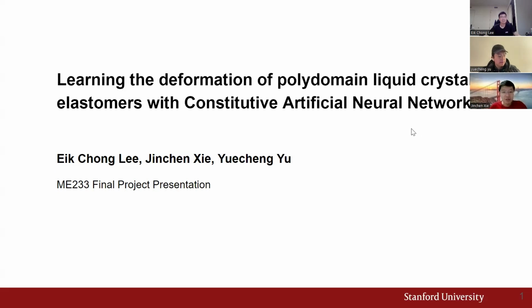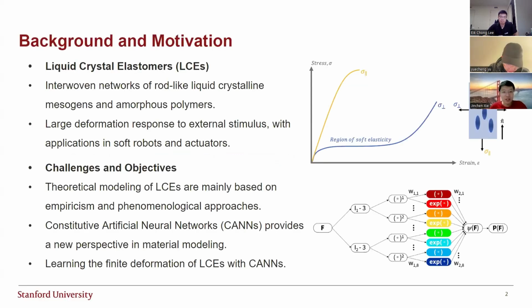Hi everyone, today we will talk about learning the deformation of polydomain liquid crystal elastomers with constitutive artificial neural networks. Liquid crystal elastomer is characterized by interwoven networks of liquid crystalline mesogens and amorphous polymers. It can produce large deformation responses to external stimuli and is used in soft robotics and actuators.